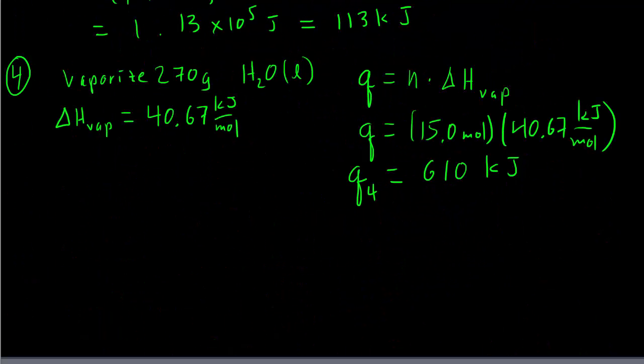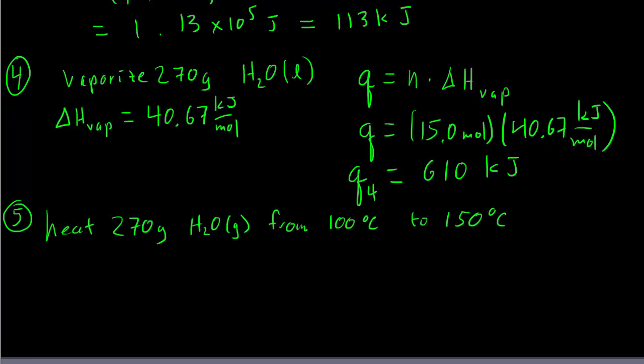So finally, we're ready to do our last step. So step 5 then, what are we going to be doing? We're going to be heating 270 grams of water vapor from 100 degrees Celsius to 150 degrees Celsius. All right, again, so this is calculating heat related to a temperature change. So we know a formula to do that.